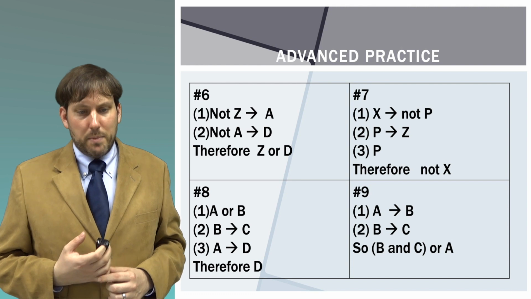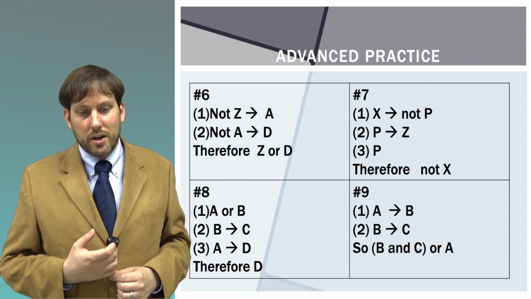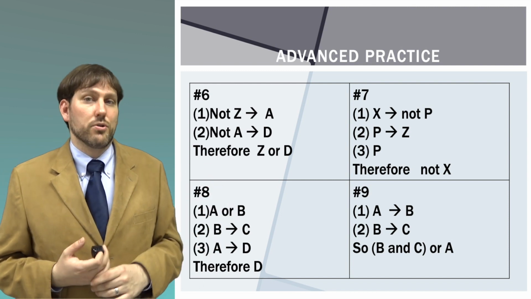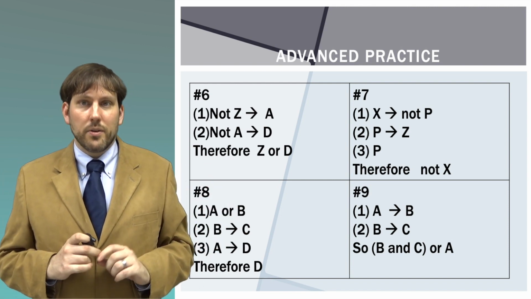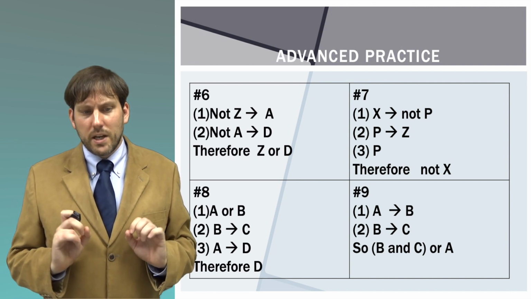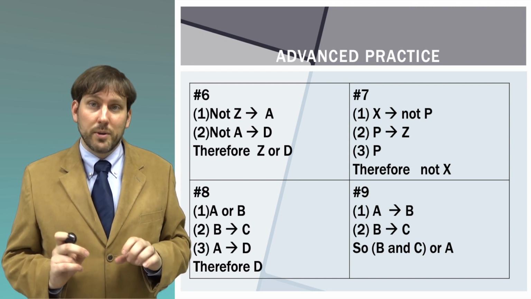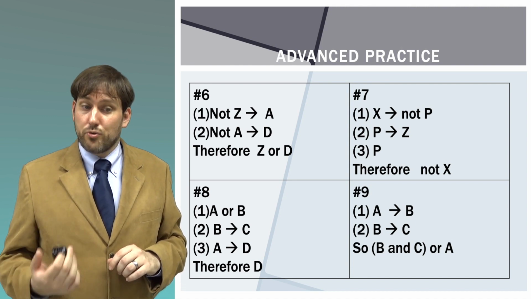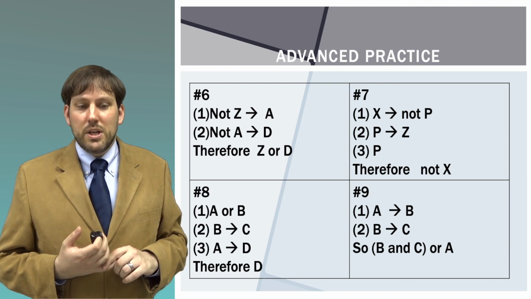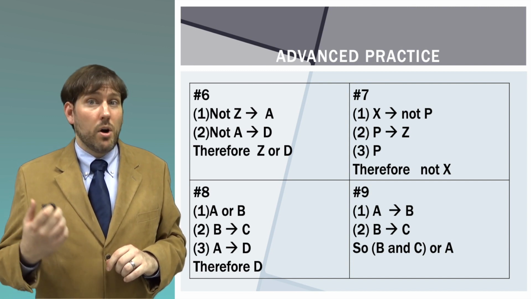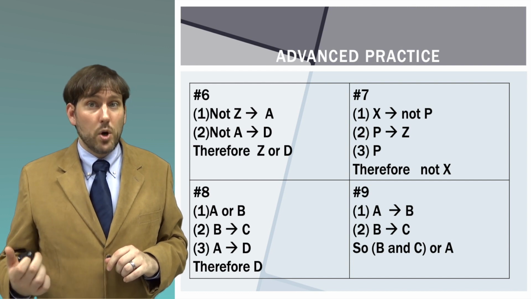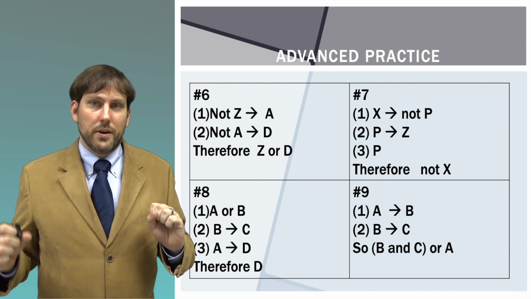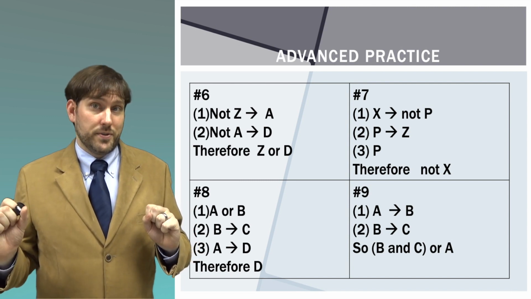So x implies not p, p implies z, p therefore not x. So we have a conclusion. So we are going to start with that conclusion. We're going to make not x false. This means x is true. So again, we're going to look at the top premise. X implies not p, and we know that x is true. In order for this to be the case, we need not p to also be true, because if not p is false, this premise is false. So if x is true and not p is true, that means that p is false.